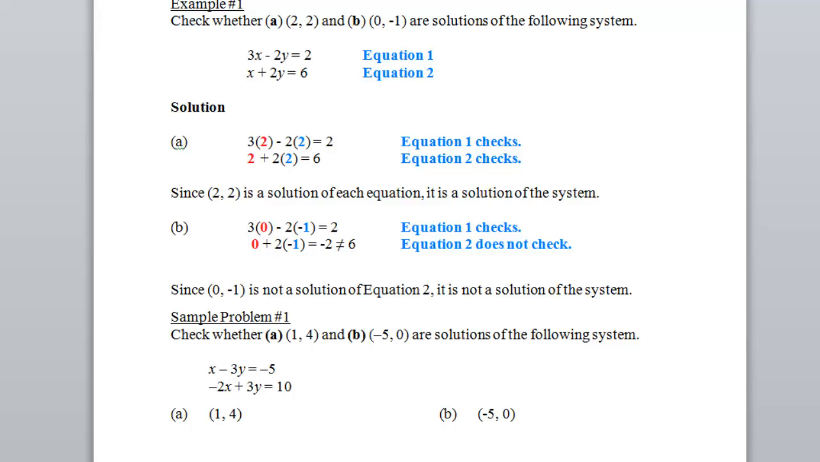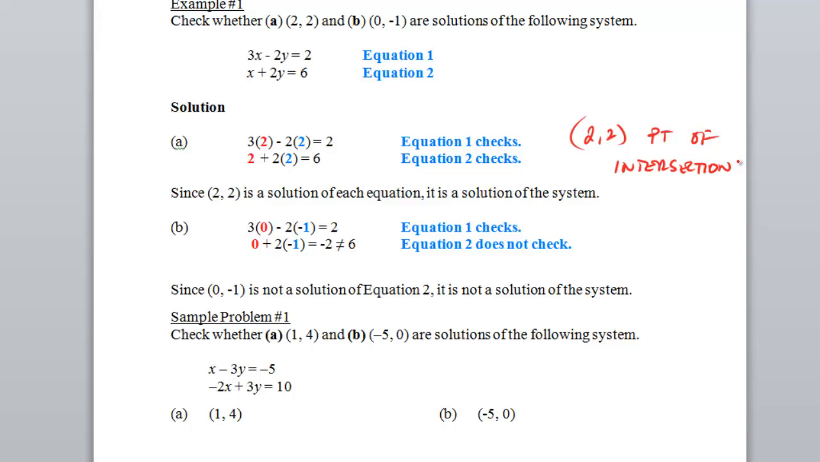Let's take a quick example and see if we can identify a solution. Example 1 says to check these two ordered pairs to see if they're solutions to the system of equations. The way we do that is simply to evaluate by plugging the ordered pair into the equations, and if it creates two true statements, then we know it is a solution to the system. For part A, we plug the ordered pair 2, 2 into both equations, and we get a true statement in both cases. Since that's the case, 2, 2 would be a solution, or the point of intersection.